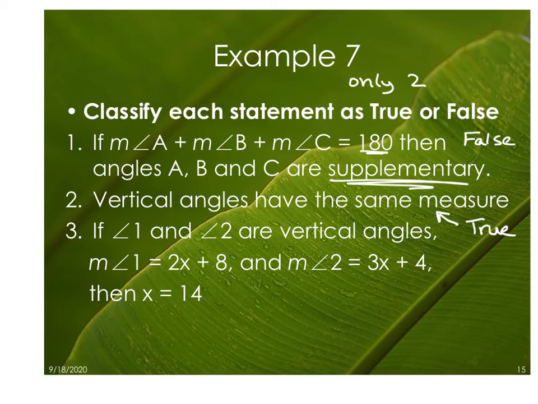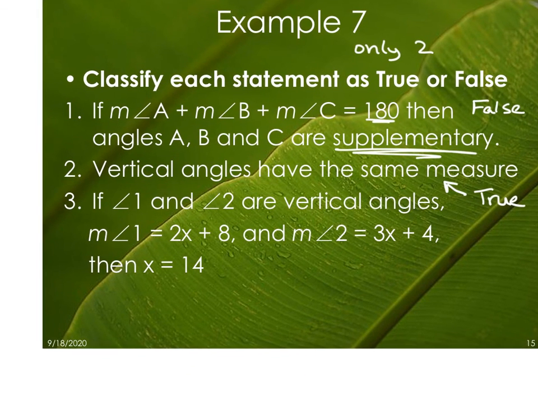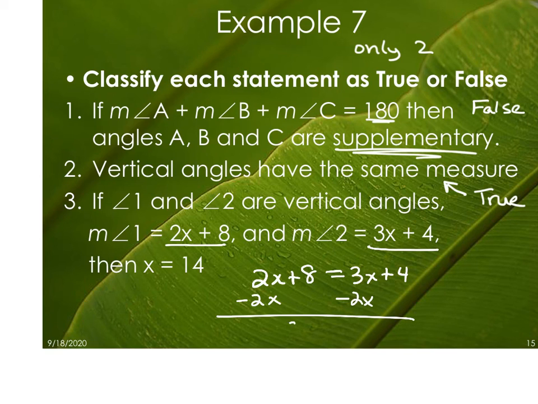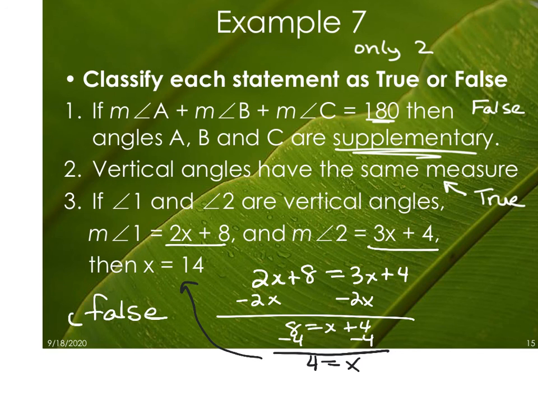Now for the last question, in order to determine if this is true or false, we've got to solve for x and double check that they got the right answer. Notice they're telling us that 1 and 2 are vertical, so that tells me that 2x plus 8, I'm going to set it equal to 3x plus 4. I'm going to solve for x. You want to get your variables on one side and your numbers on the other. So I'm going to subtract 2x from both sides. And then I'm going to subtract the 4. And now that leaves me with 4 equals x. I think they did some math wrong. They said it should be 14. So this answer is false.